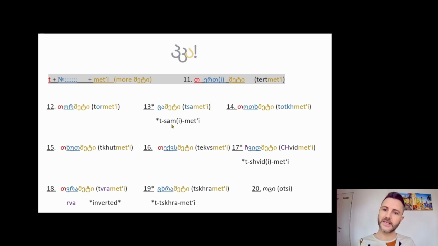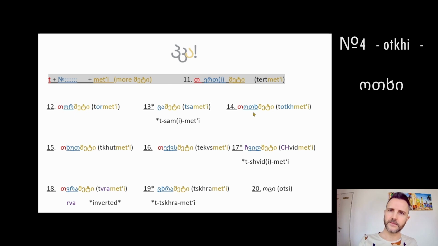Now, sami is here. Sammet'i, following the formula, remove the I. Now we've got to remove the M because we'd have a double M. And the TS isn't in the word. It's been compressed because there is obviously a TS single character in Georgian. So it's shrunk down entirely from sammet'i, which is not 13, to tsamet'i. That one's quite easy, but it's going to be repeated a little bit in 19, but I don't want to jump ahead.